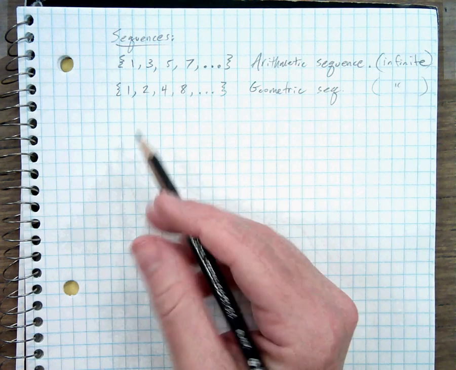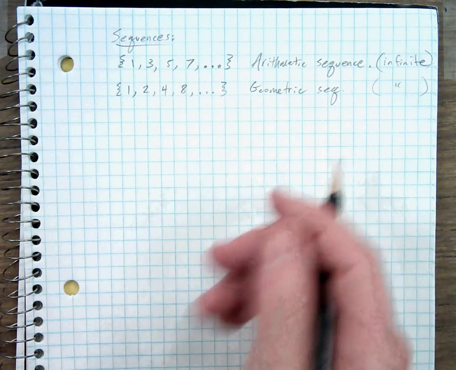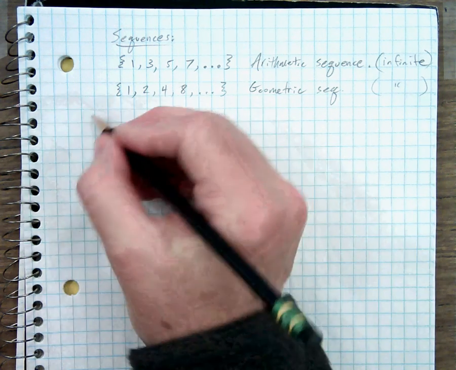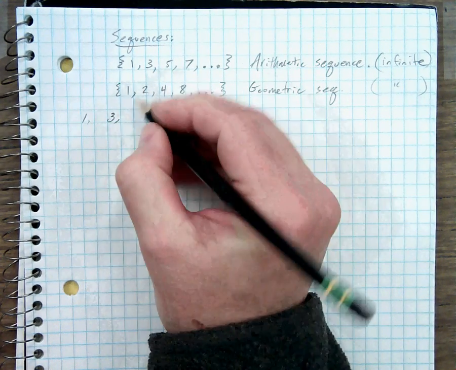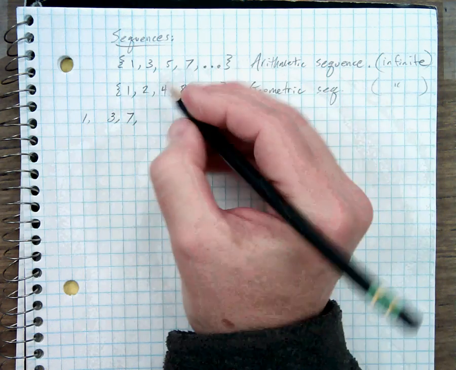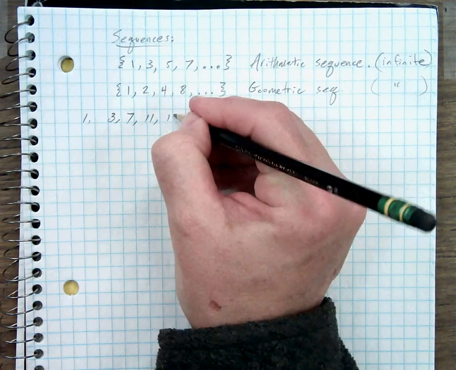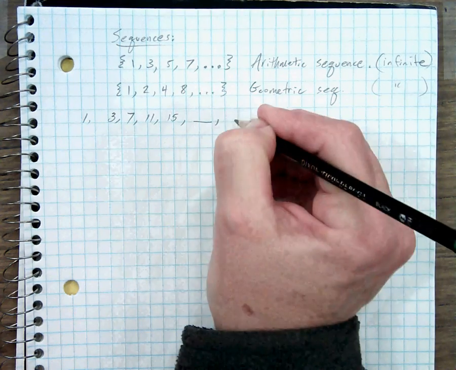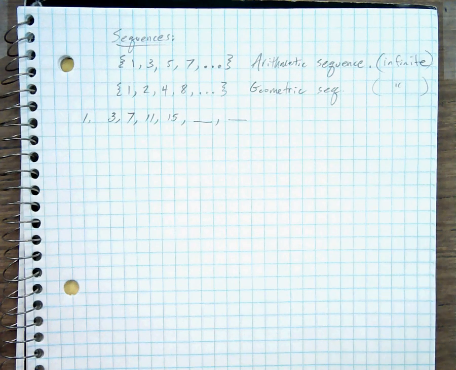I'm going to give you another sequence, and all I want you to do is find the missing terms, right? So let's say I've got 3, 7, 11, 15, blank, blank. So go ahead and pause the video and write this down, which I've written so far, and fill in those 2 blanks. You can do that now.